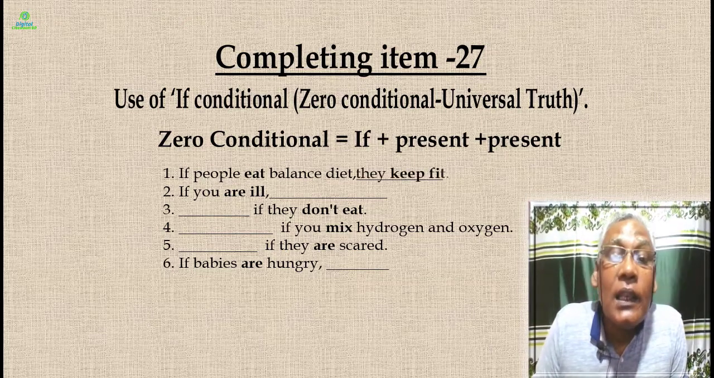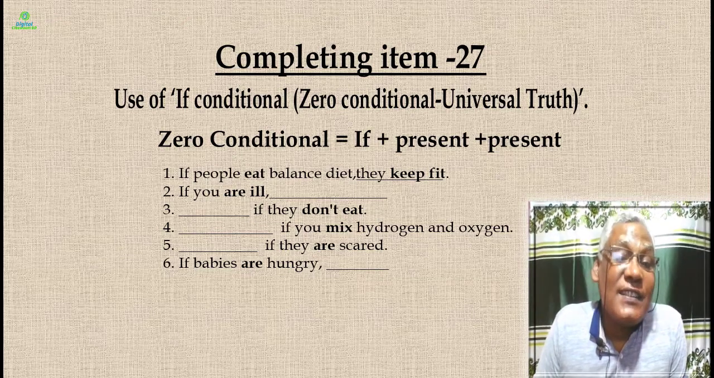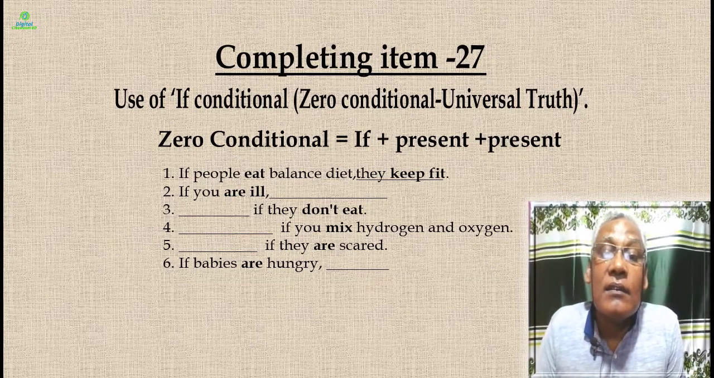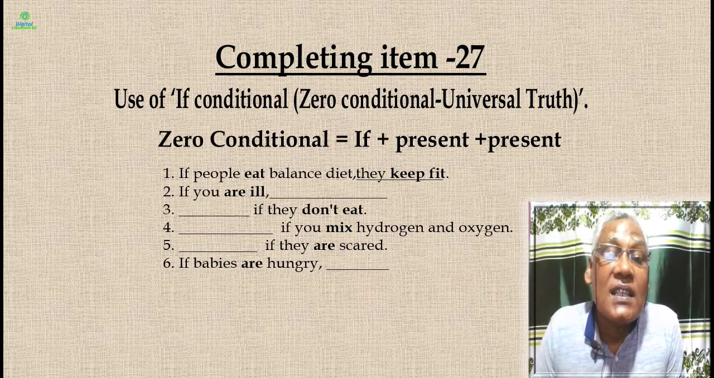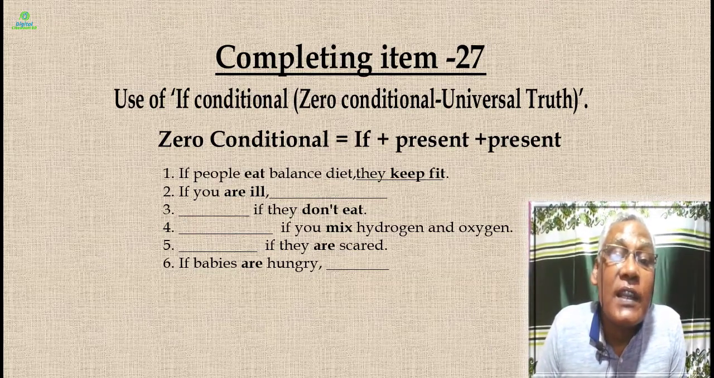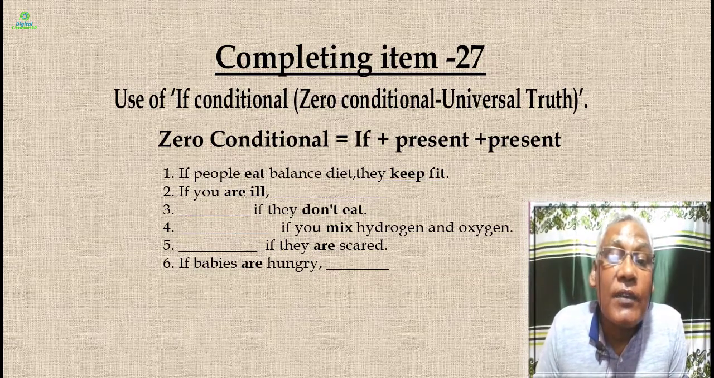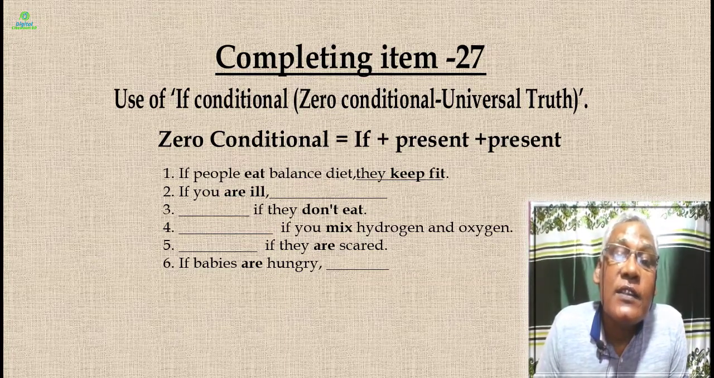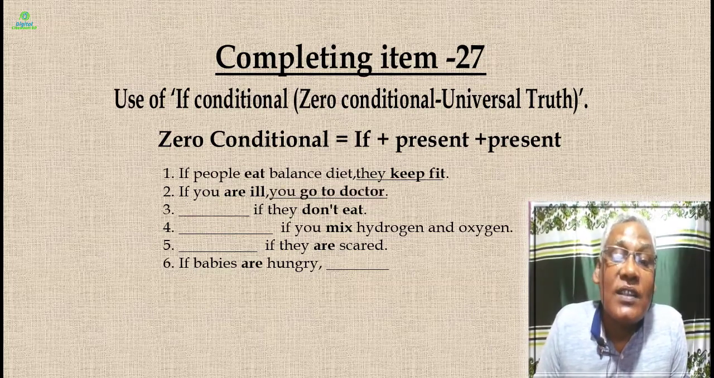If you are ill, if people eat balanced diet, they keep fit. Have you noticed? People eat balanced diet. It's in present form, present tense, and the second clause is in present form. If plus present plus present. After if we have used present indefinite, and the second clause is in present form. If people eat balanced diet, they keep fit. If you are ill, you go to doctor.